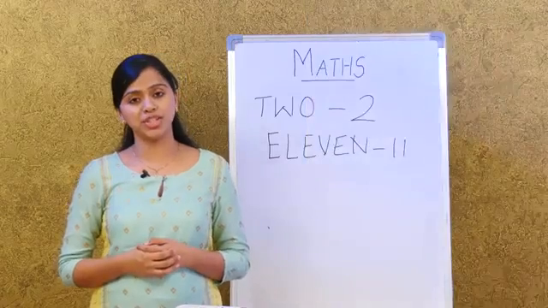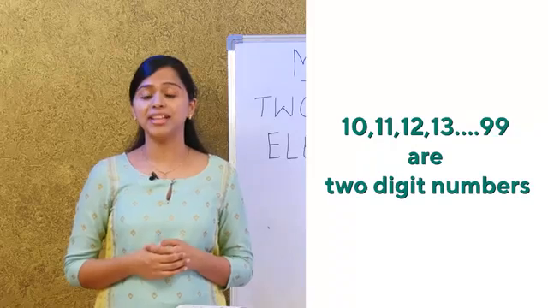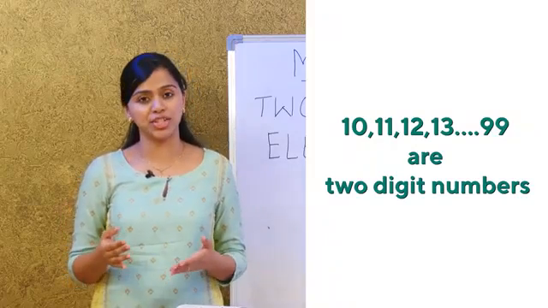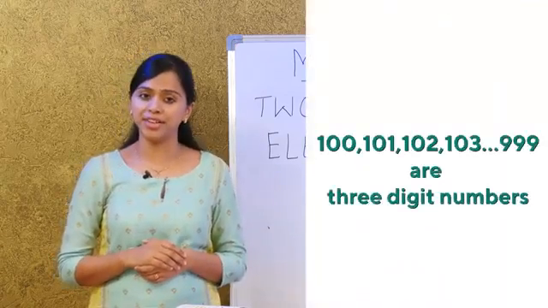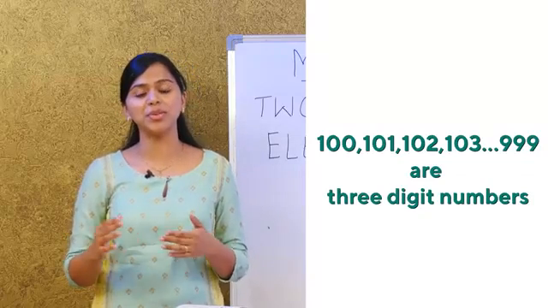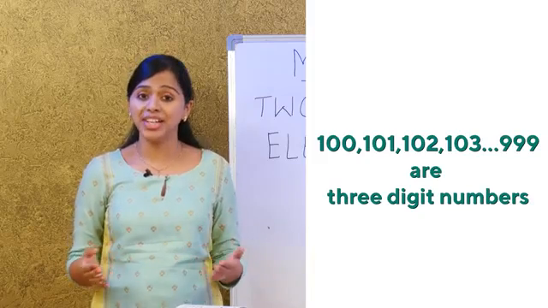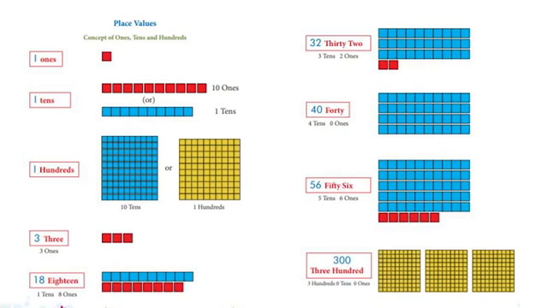How about two digit numbers? We have 10, 11, 12, 13 till 99. Those are the two digit numbers. And then three digit numbers. We have 100, 101, 102, 103 all the way till 999. Those are the three digit numbers. Very good. Now let's look at place values.